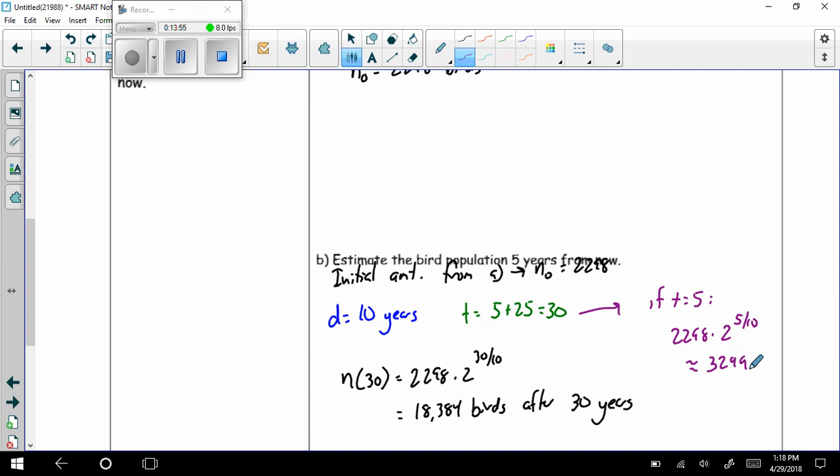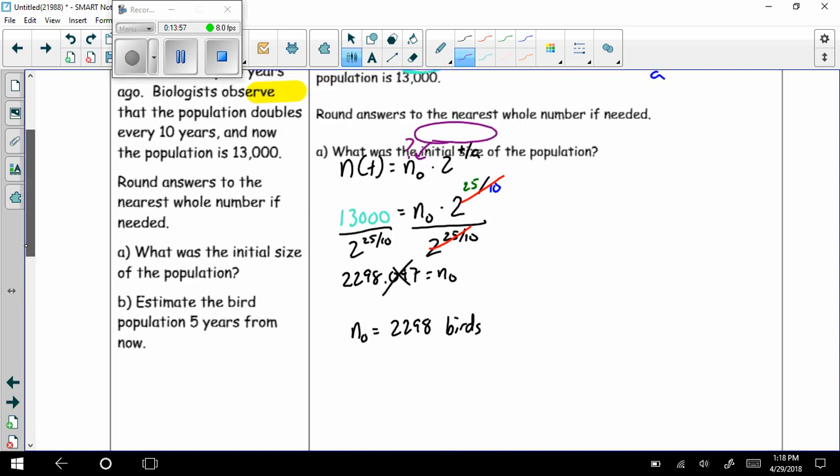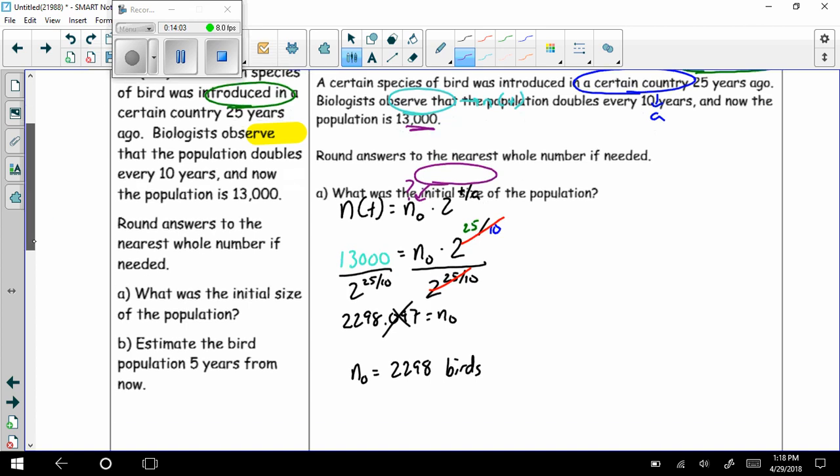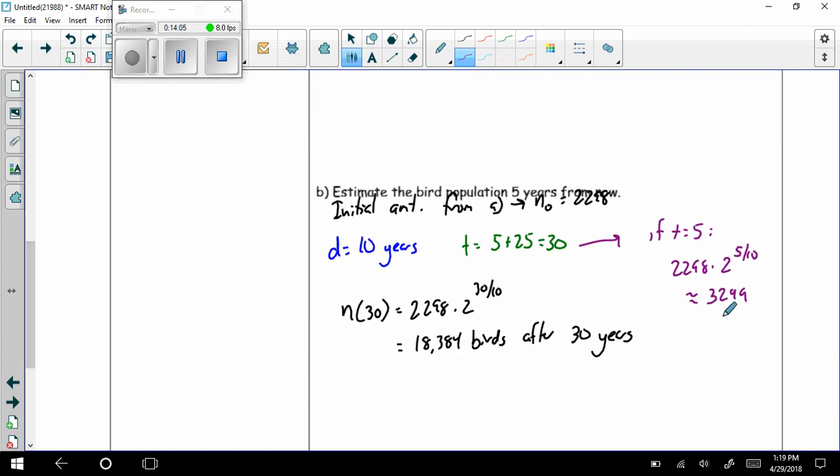And why that would be a problem is it wouldn't make sense to compare that to, if I knew that it was 13,000 after 25 years, 5 years from now wouldn't decrease if my population is increasing or if it's doubling. So be careful, read that a little bit more, and at least take a moment to go back and see if it makes sense. In this case, an answer of 3249 wouldn't have made sense because it doesn't increase past the amount that we were originally given in the problem.